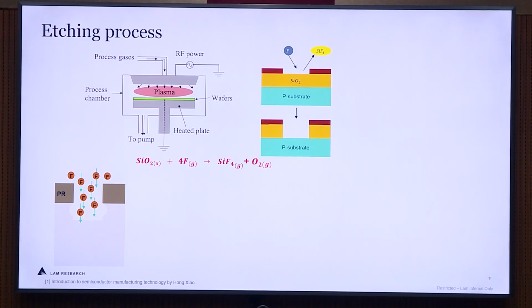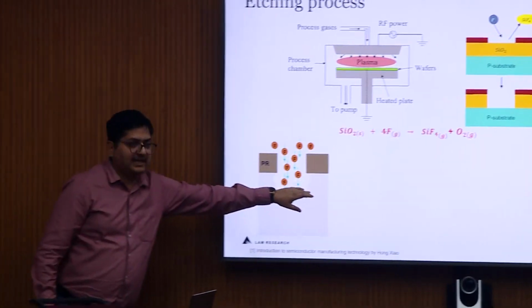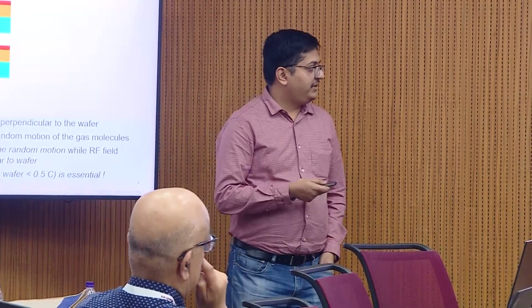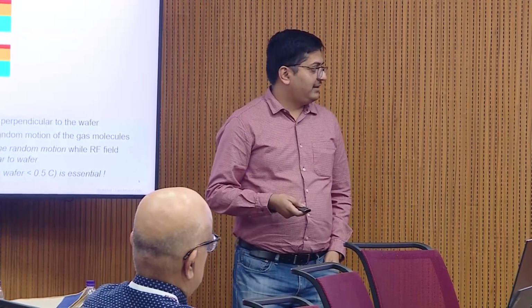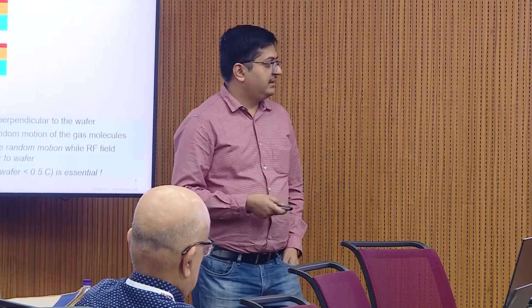So to avoid that, we create an RF field which accelerates the fluorine ion, or fluorine radical, perpendicular to the wafer, so it can hit this surface, which will have the highest etch rate. But at the same time, when it goes through these stages of high aspect ratio, it also tries to etch the side walls. And what is the solution? One of the solutions is that we make this ultra low temperature. Of course, the RF field accelerates the F plus ion perpendicular to the wafer, and silicon sidewise damage is due to the random motion of the gas molecules.